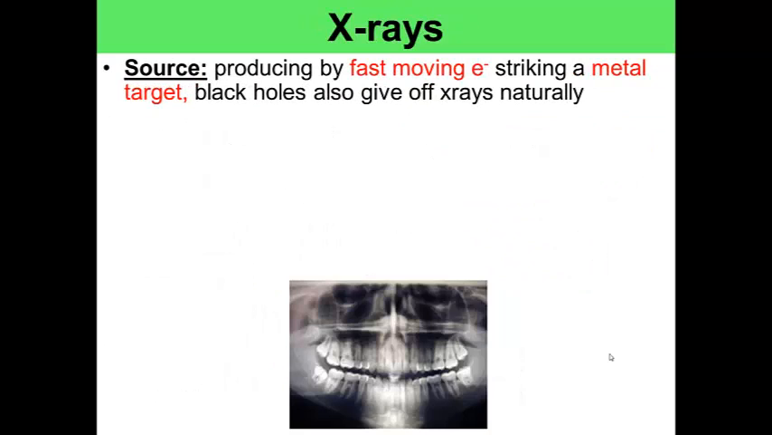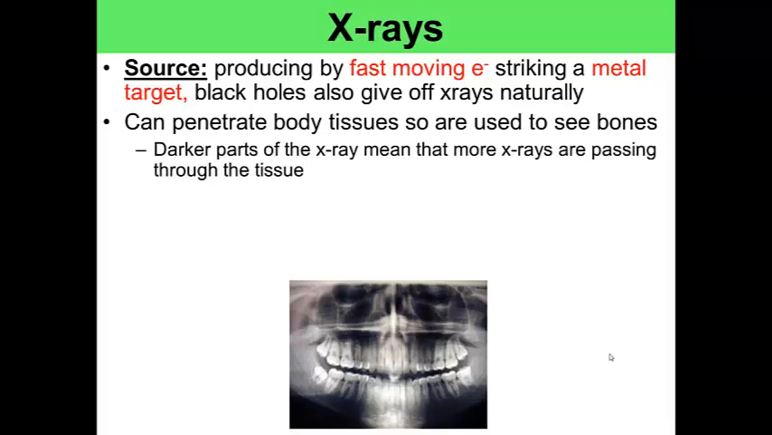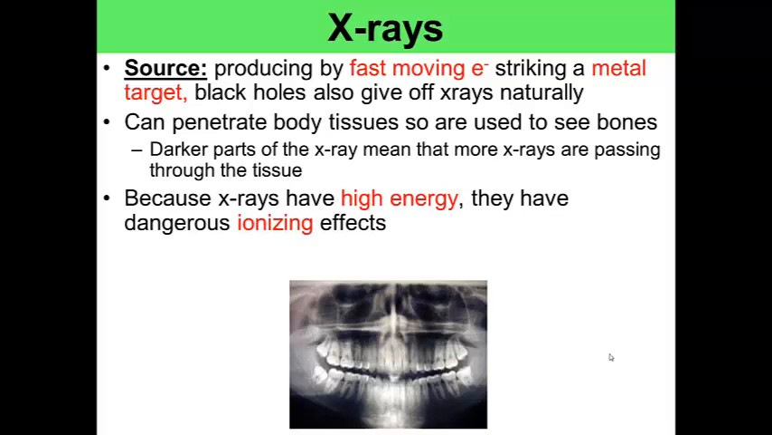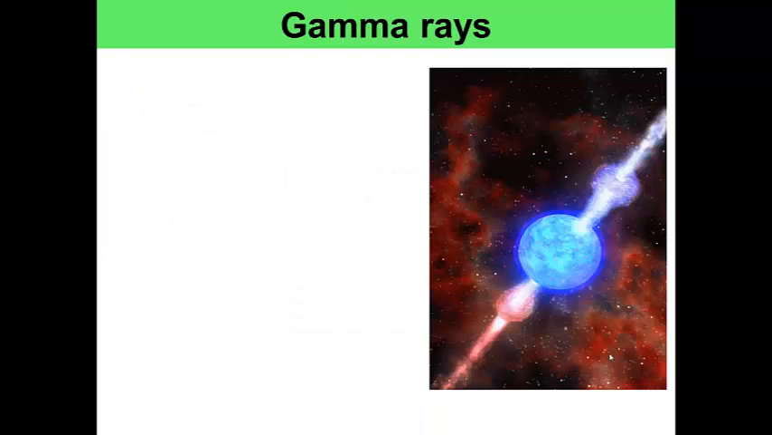X-rays: the source is fast-moving electrons striking a metal target. Black holes give off X-rays naturally. They can penetrate body tissue, so we can use them to see bones. The darker parts of the X-ray mean that more X-rays are passing through the tissue. Because X-rays have high energy, they have dangerous ionizing effects. Children are more sensitive to X-rays because their cells are still dividing.